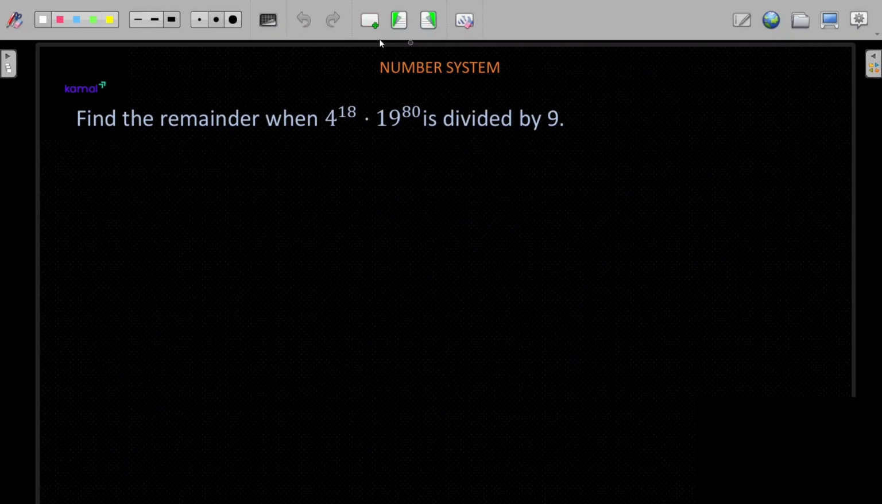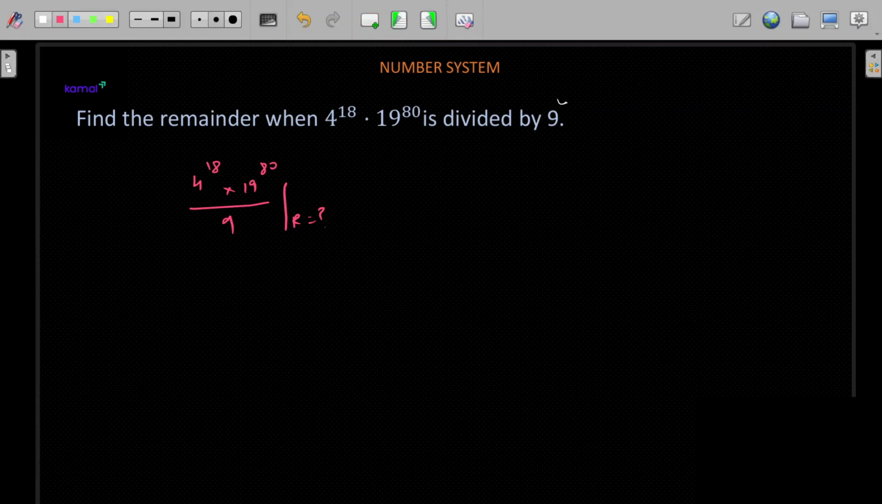I think by now you understand the pattern in this video. Here, my divisor is going to be a composite number. So based on this only, I'm going to solve this entire video. Now my question is, find the remainder when 4 power 18 into 19 power 80 is divided by 9. If I divide the whole number by 9, what will be my remainder?